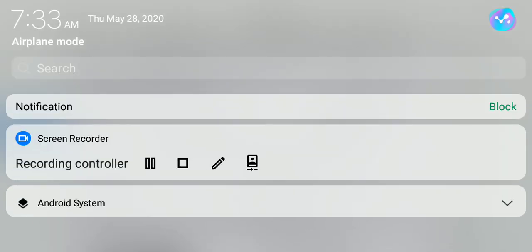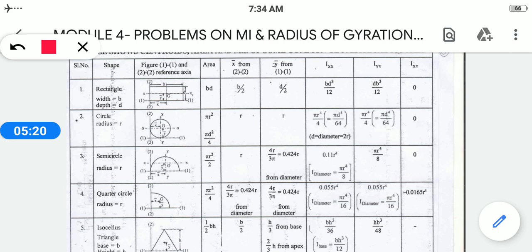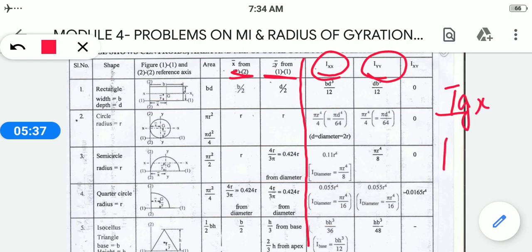In centroid problems, we used x bar and y bar values, but in this we are going to adopt only these values. This Ixx and Iyy means I of Gx and I of Gy. Don't directly substitute this as Ixx and Iyy. It is IGx and IGy.